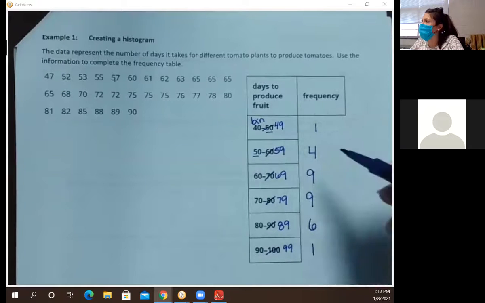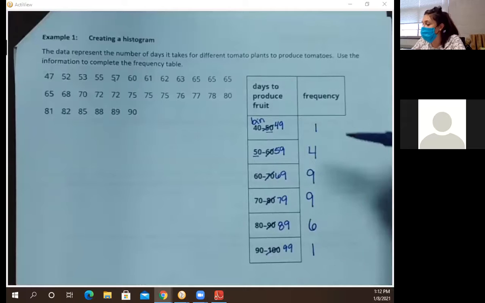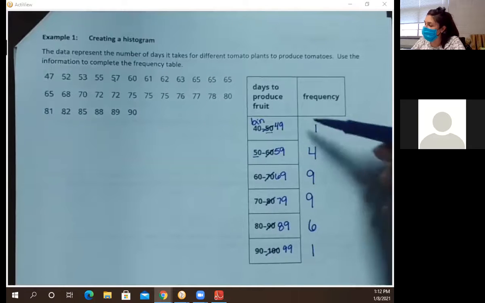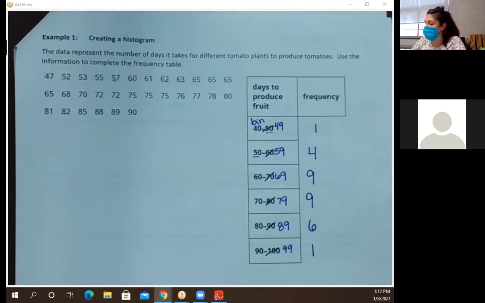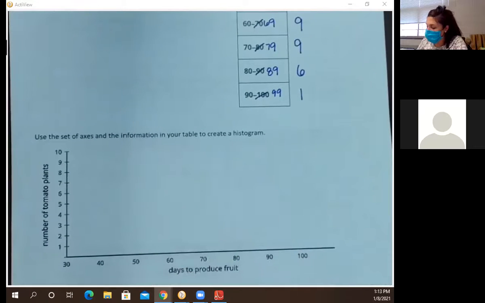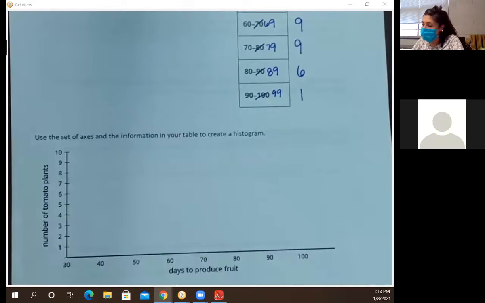This is called a frequency table because it's a little table that tells us the frequency, right? Number of plants, how many. Frequency is how many I have in each of these groups, in each bin. Now what we can do is take this information and create a bar graph, a histogram. So if I look at the bottom of my paper, I've got my axes all set up and labeled, how many days it took and how many plants that was.